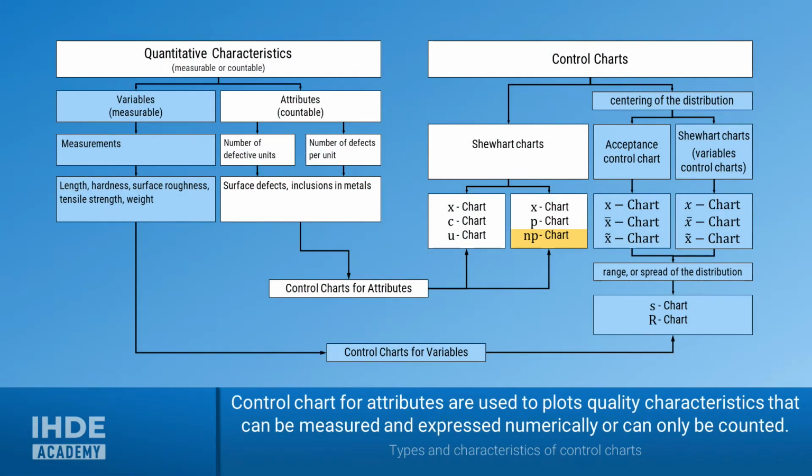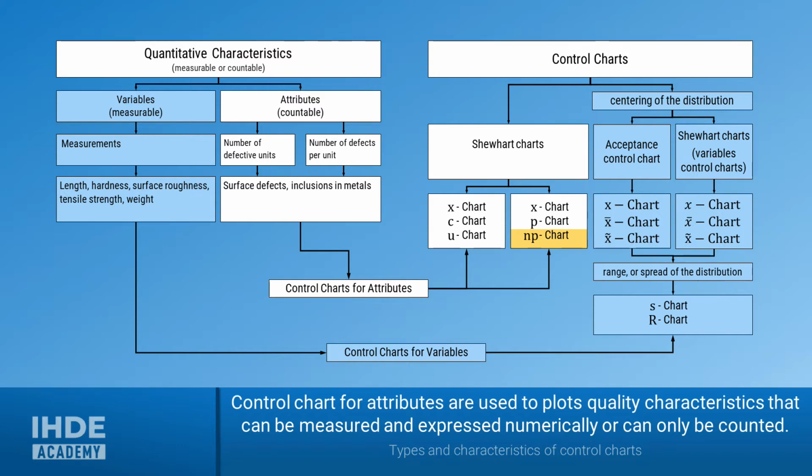This picture shows the relationship between the various characteristics and the control charts used. The different characteristics are shown on the left and the different control charts on the right. The quantitative characteristics, shown on the left, can be divided into two different categories. First, the variable characteristics. These are all characteristics that can be measured. They always have a value and a unit. Examples of this would be the length, hardness, weight, surface roughness, or tensile strength of a component. But we don't want to go into detail about them here.